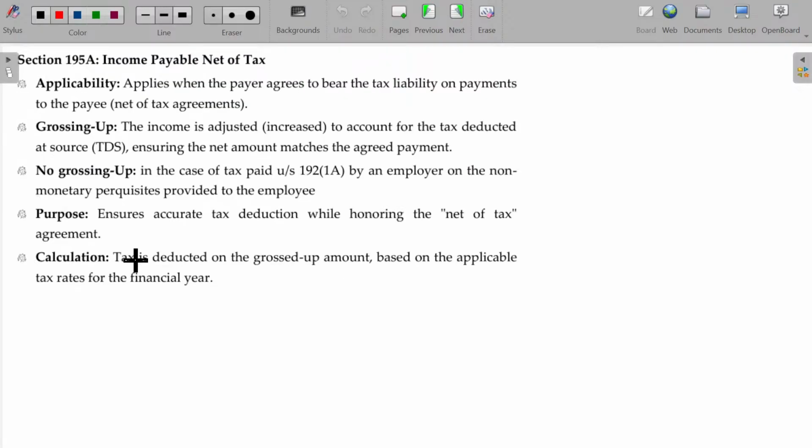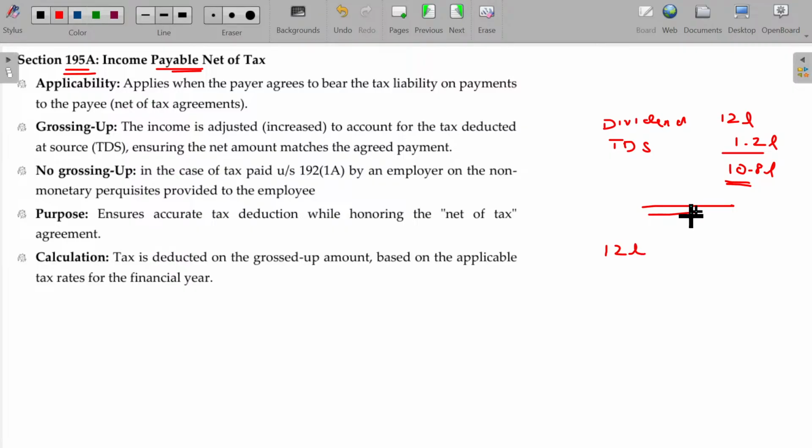Now, section 195A, income payable net of tax. Actually, say dividend distributed by the company to one of the shareholders in this year being say 12 lakhs. TDS deducted at the rate of 10%, 1.2 lakhs. So 10.8 lakhs is paid after TDS. If the assessee has no other income, find out the tax liability. While finding the tax liability, you have to find the tax liability on the gross income.